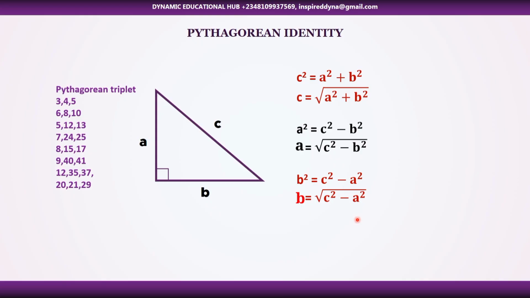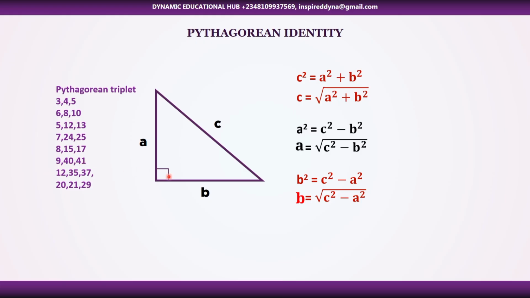The first one is 3, 4, 5. Which one will be your hypotenuse? 5 certainly will be your hypotenuse, so 3 and 4 are the other sides. We have 6, 8, 10. 10 is the hypotenuse. 5, 12, 13. 7, 24, 25. 8, 15, 17. 9, 40, 41. We have many Pythagorean triplets.